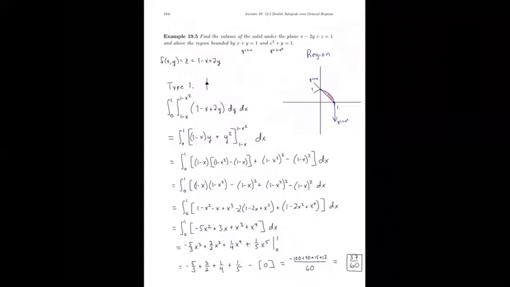And finding the volume of the solid under the plane x minus 2y plus z equals 1, and above the region bounded by x plus 1, y equals 1, and x squared plus y equals 1.